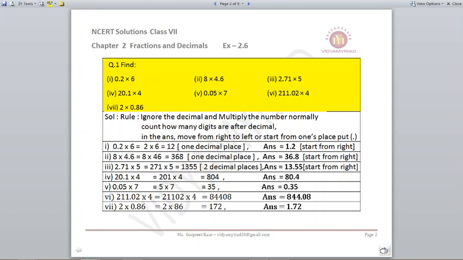Third part. 2.71 multiplied by 5. Ignore the decimal. So 271 multiplied by 5 gives you 1355. How many decimal places were there in this? 2 decimal places. See, after the decimal there was 7 and 1. There are 2 digits, so 2 decimal places. Now I will count 2 decimal places from my right and move towards the left. The rightmost number is 5, and again 5, so 2 digits are over. Put the decimal and write the remaining number, that is 13. So my answer is 13.55.